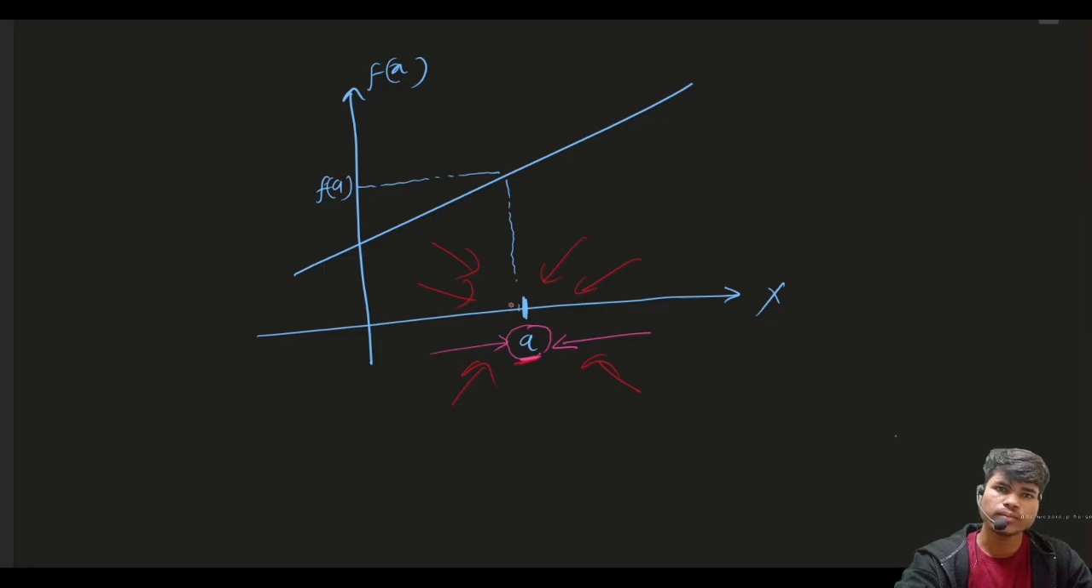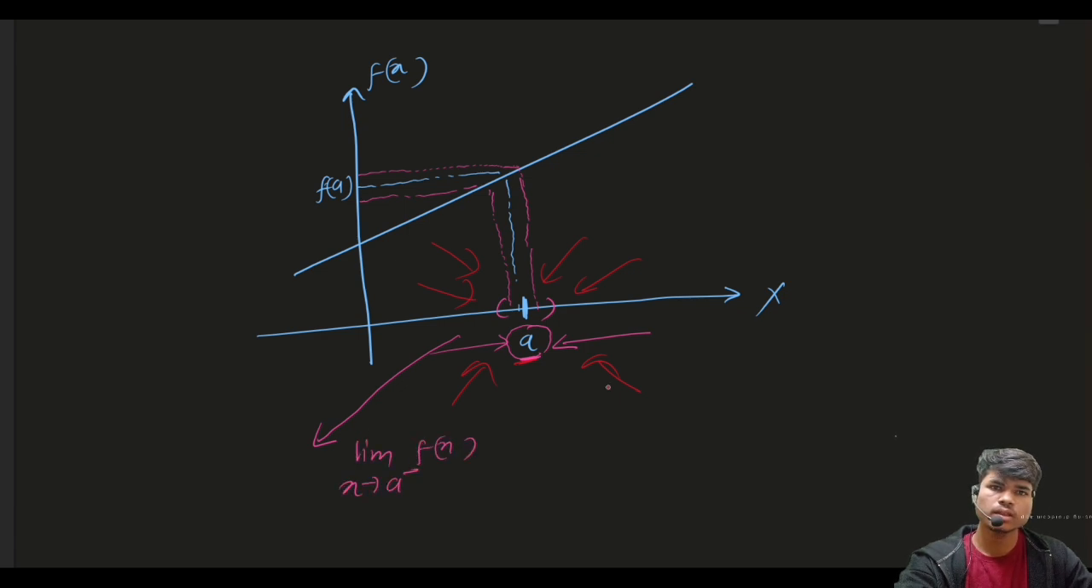So here will become the neighborhood of this point, and we will see the function value in this neighborhood. If we approach this number from the left hand side, we can write the function value as limit x tends to a negative f of x, and if we approach this number from the right hand side, the function value will be limit x tends to a positive f of x.